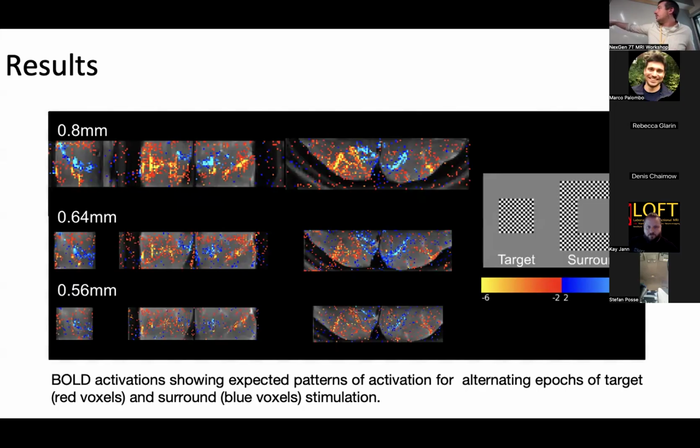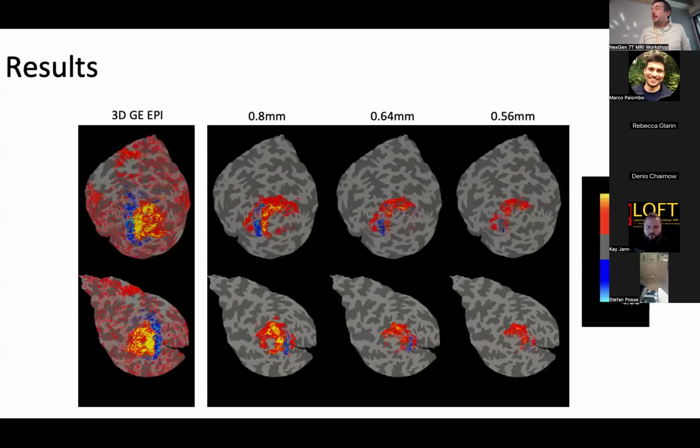So you can see here, the voxels in red are the ones responding to the target, and the voxels in blue are the ones responding to the surround. So there's this retinotopic localization of our activation, which is maintained even as we push down to the higher resolutions. So we're still able to resolve a meaningful signal using this sequence. And if we compare it against 3D gradient echo, where you have a much larger field of view and you can resolve all the retinotopic activation, we see this pattern is what you would expect for all three resolutions, even if we push down to 0.56. So we know that we can use this 3D GRASE to resolve this functionally meaningful signal.